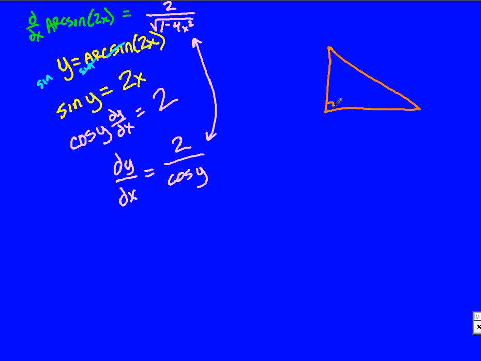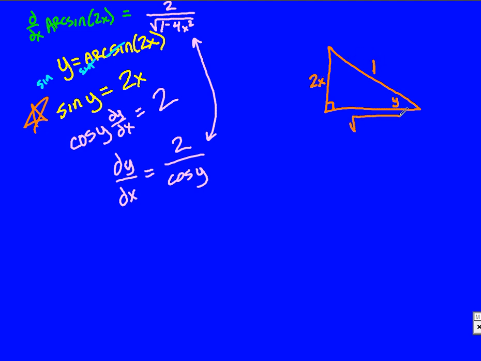Good old trig, we can draw ourselves a triangle. We had this equation right here: sine of y equals 2x. y is an angle, so I'm going to pick one of the angles to be called y. Sine of that angle, meaning opposite over hypotenuse, is 2x. So the opposite I'll call 2x, and the hypotenuse will be 1.